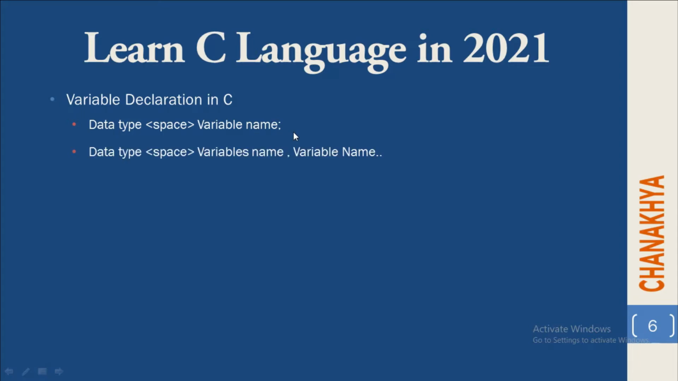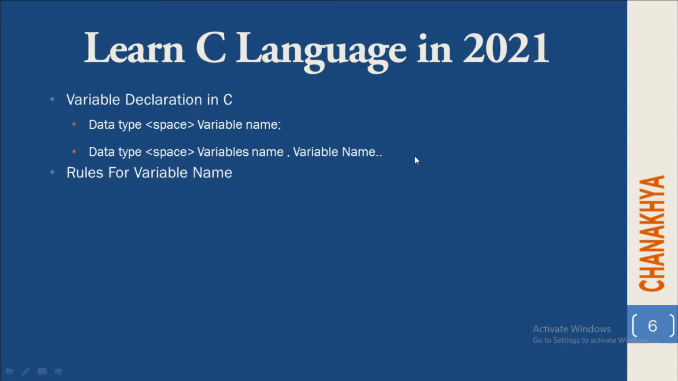Then if we have to declare multiple variables of the same type, we can use this notation: first we write the data type, then give a space, then the name of the variable, then a comma, the name of the second variable, then a comma, the name of the third variable, and so on. But the data type of all the variables should be the same.